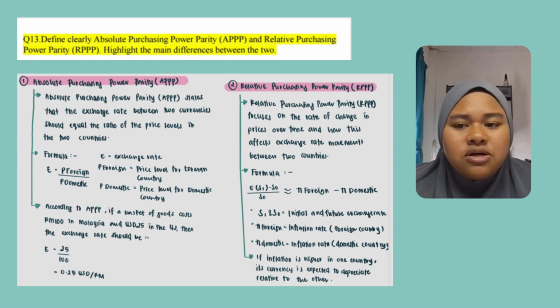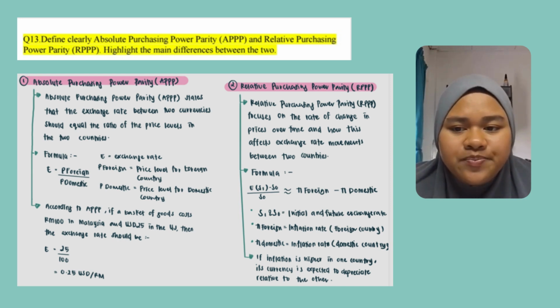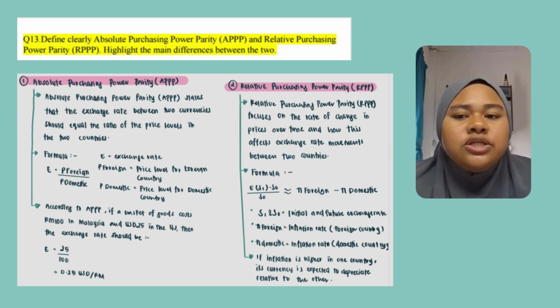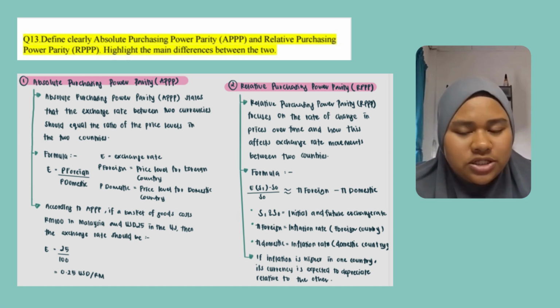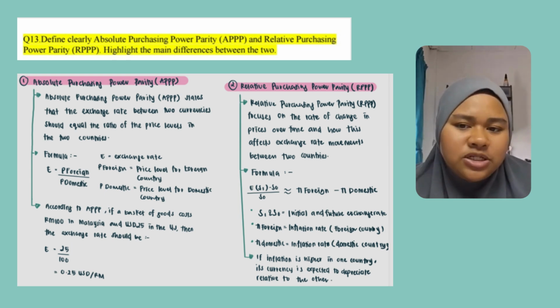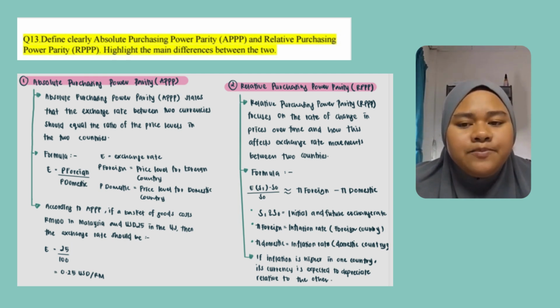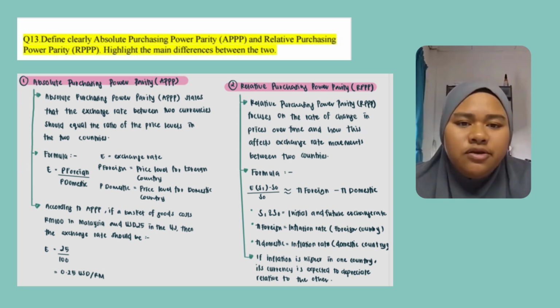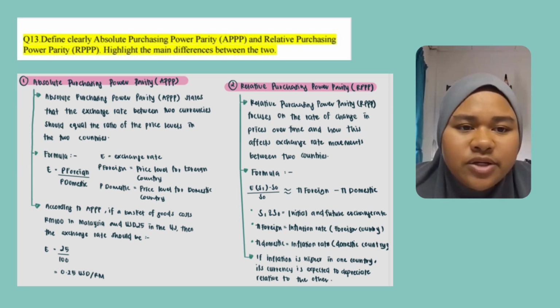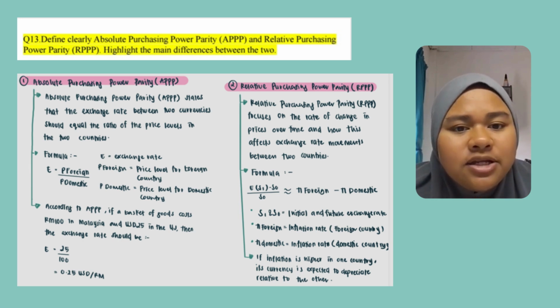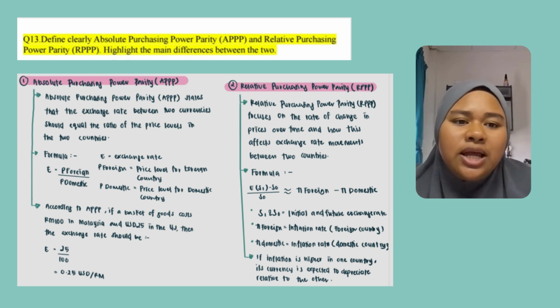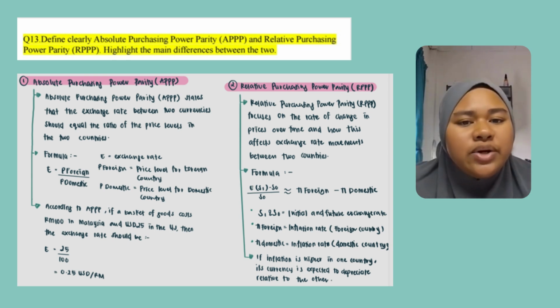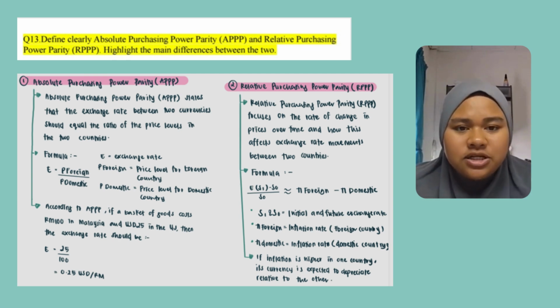The formula is E equals P foreign over P domestic, where E is the exchange rate, P foreign is the price level of the foreign country, and P domestic is the price level of the domestic country. If APPP holds, it means there should be no arbitrage opportunity and the exchange rates will adjust to equalize prices globally. The other one is relative purchasing power parity.